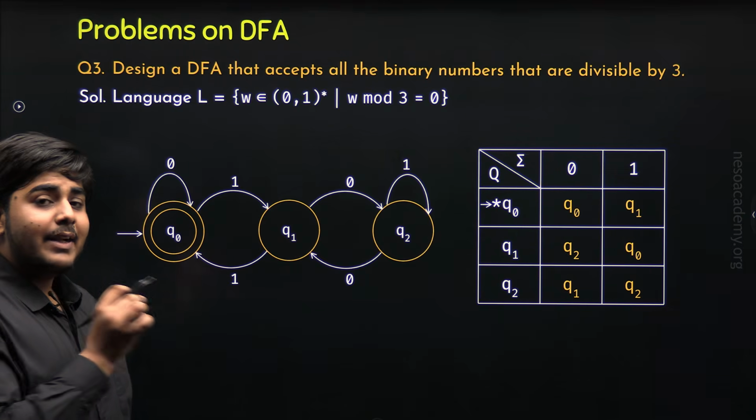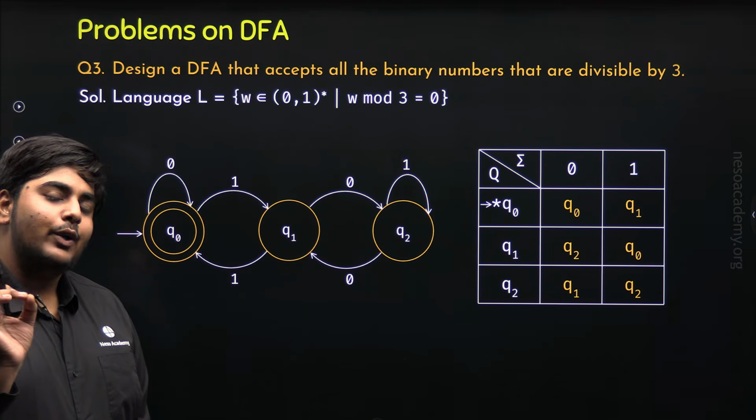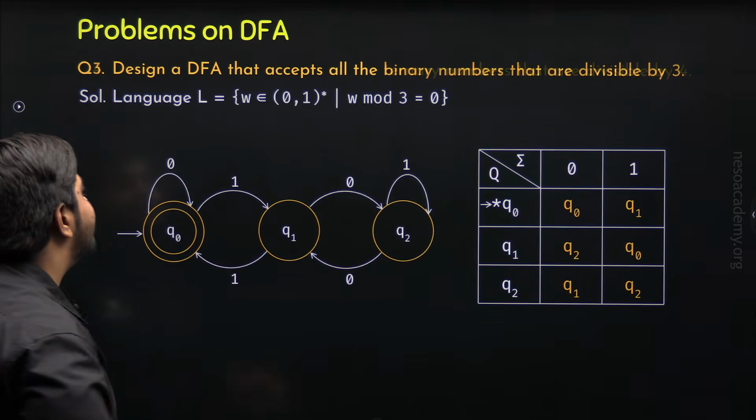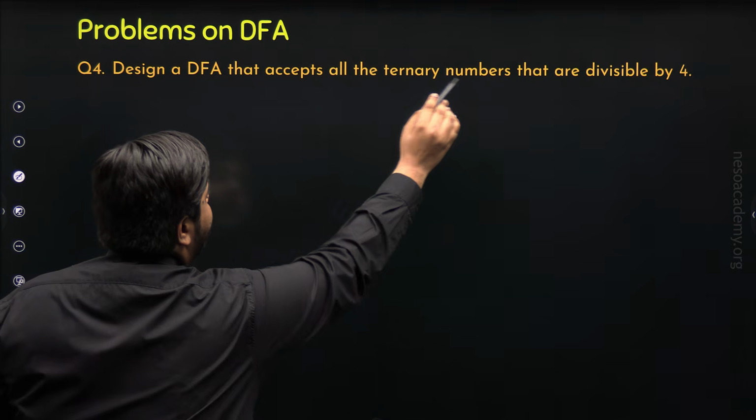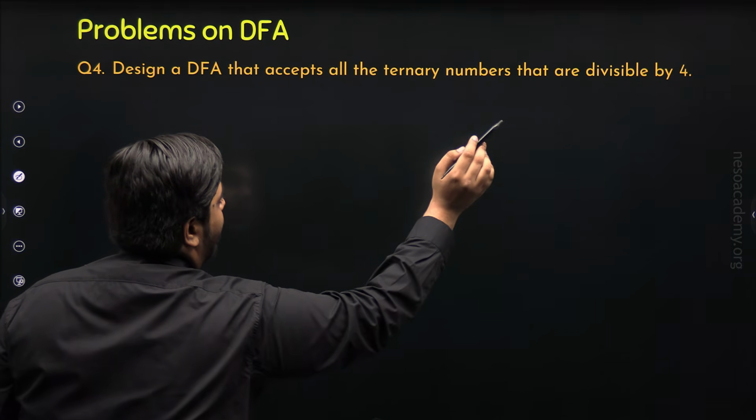Now, to implement this trick quickly, I have taken one more question. Let's check it out. Design a DFA that accepts all the ternary numbers that are divisible by 4.